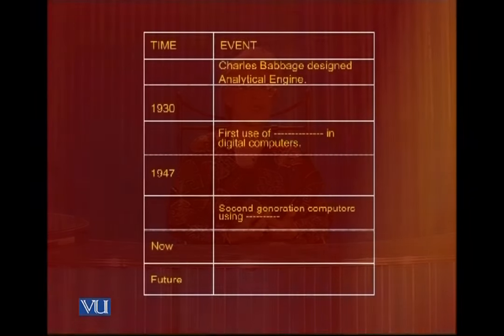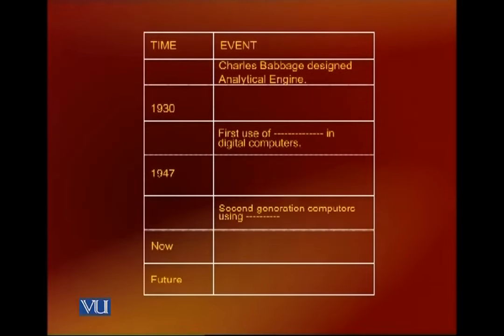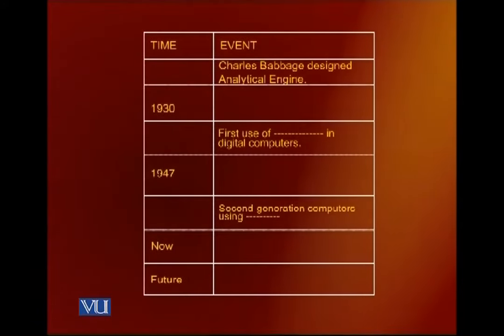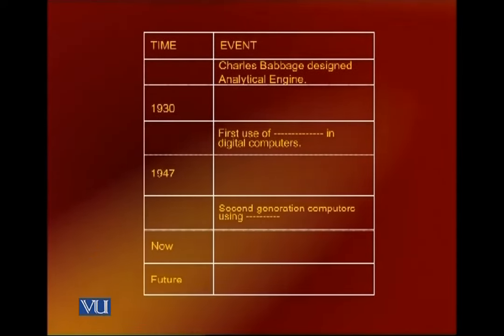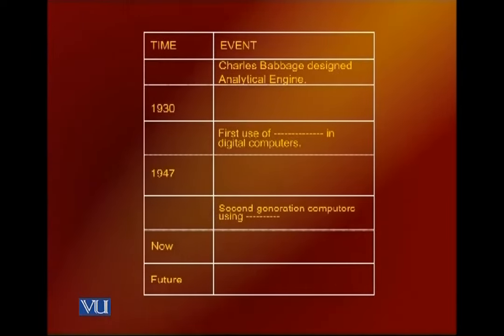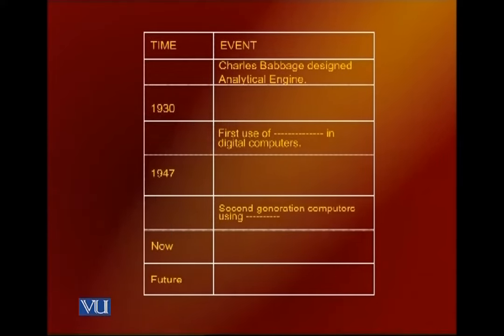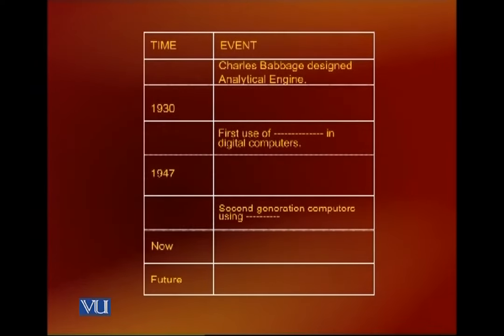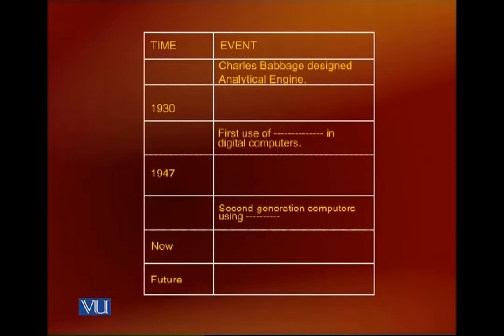Then you have a clue. First use of vacuum tubes. Now, when did that take place? That took place in 1946. In the time column, you write 1946, and you have first use of vacuum tubes in digital computers. And the last column, you've got 1947, but you haven't been told what happened. What event took place? And the event that took place was that Newman developed ideas of keeping instructions inside memory.